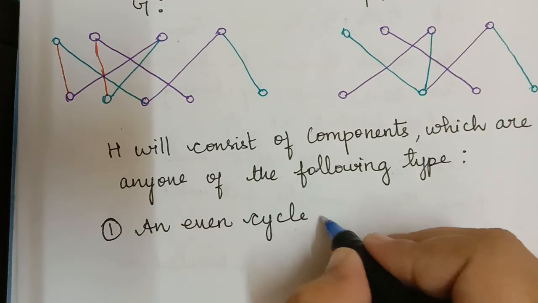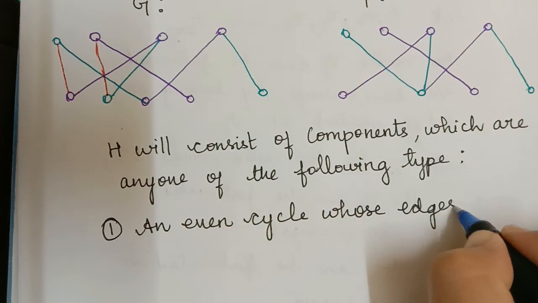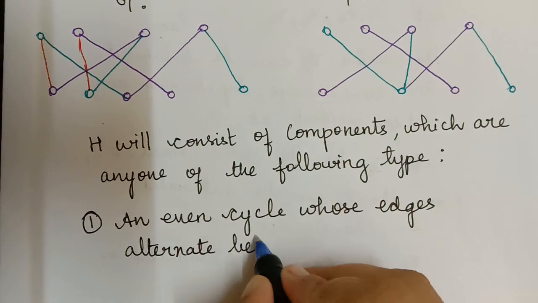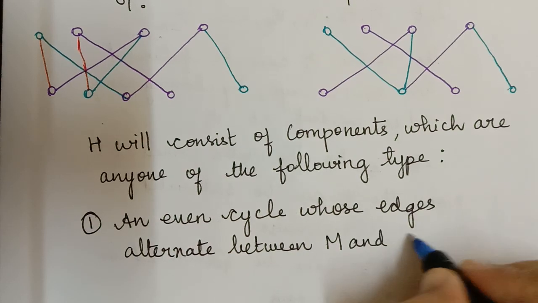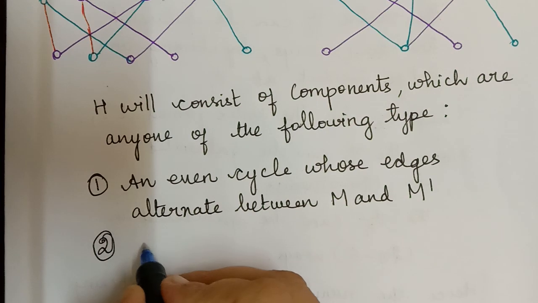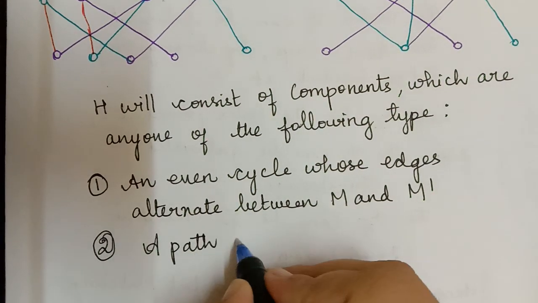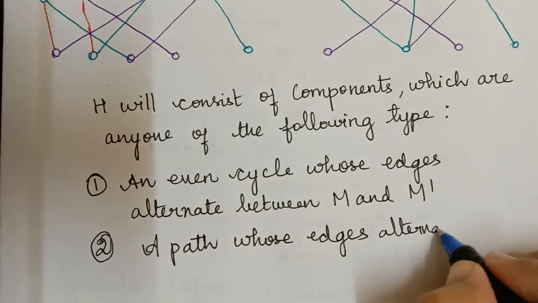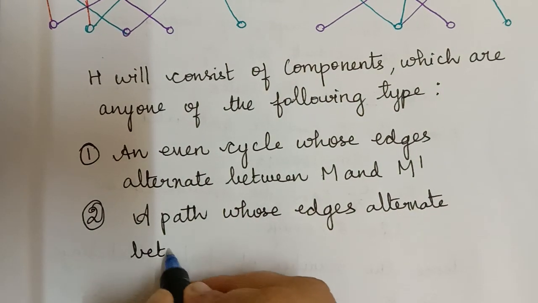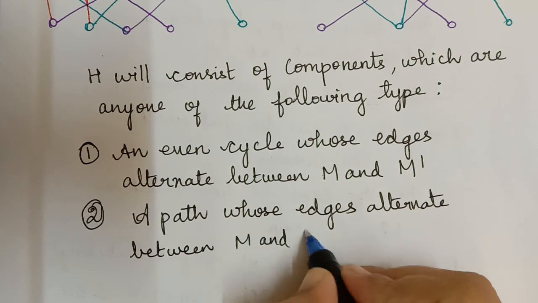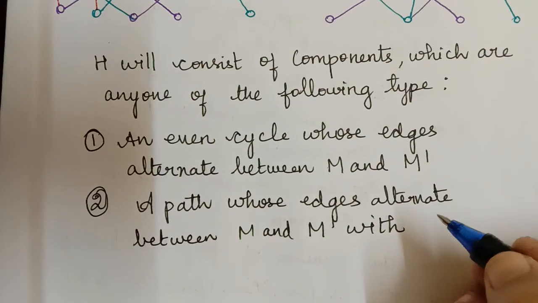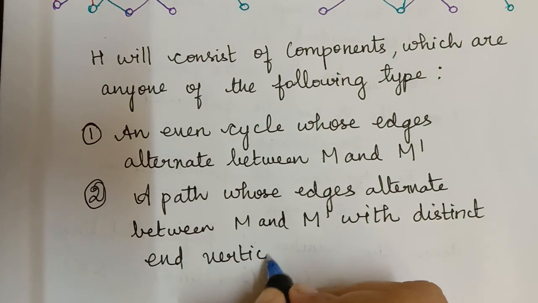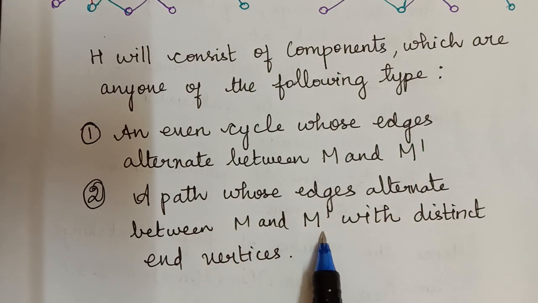So an even cycle whose edges alternate between M and M dash, or it will be a path. In our example that we have considered, a path only. Or it may be a path whose edges alternate between M and M dash, but we can see that the end vertices will be distinct. So a path whose edges alternate between M and M dash with distinct end vertices.